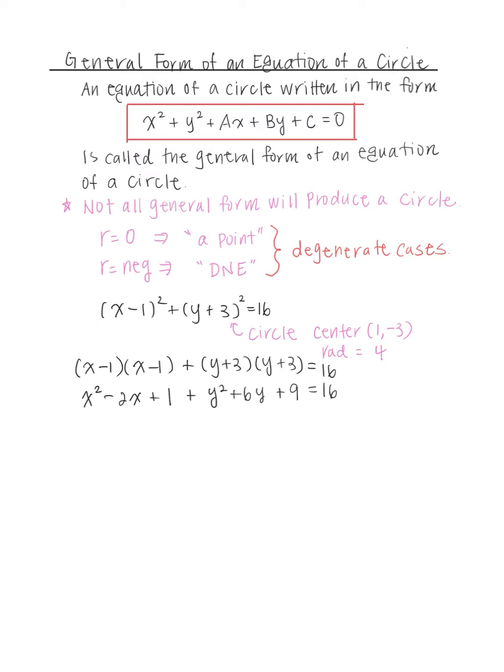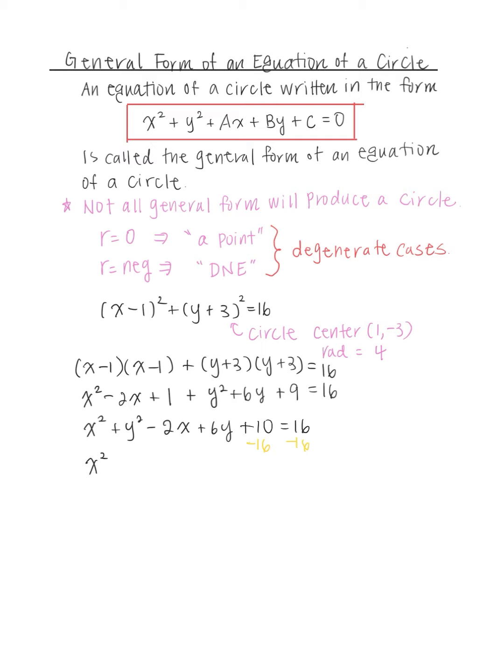Now let's simplify this a little bit, and I'm going to rearrange the ordering here. So you're going to have x squared plus y squared, and then you've got minus 2x plus 6y, and then I can combine those constant terms. I have a 1 plus 9, so that's going to give us plus 10 equals 16. Now let me subtract 16 from both sides. So here what I'm going to do is minus 16 and minus 16.